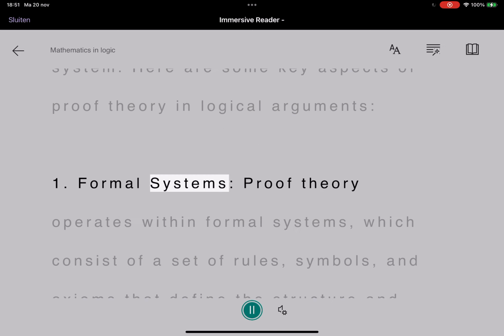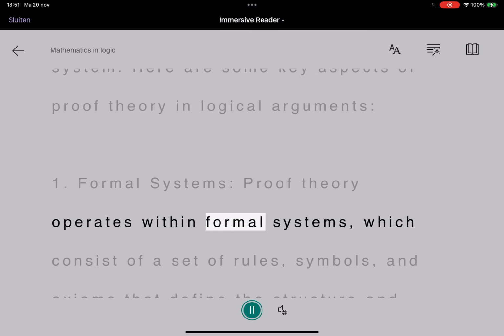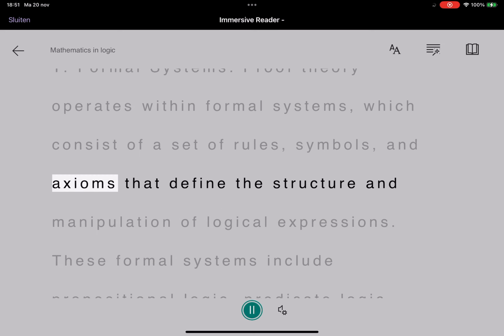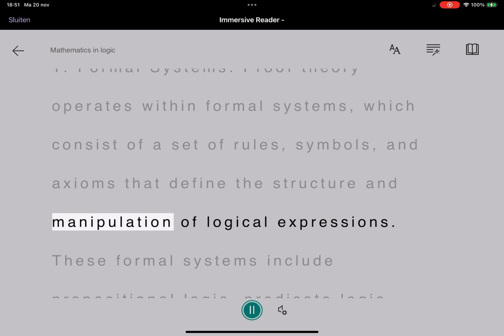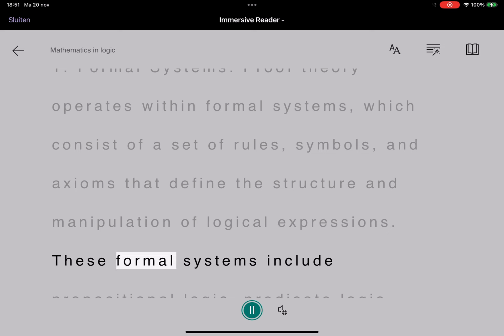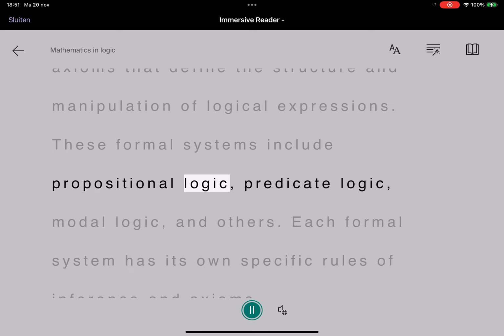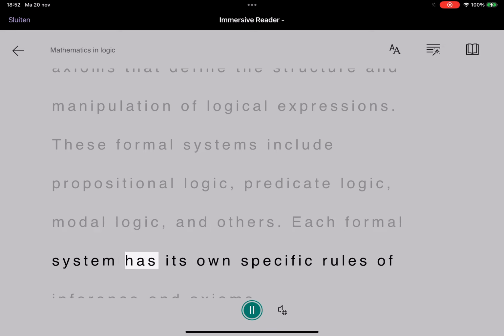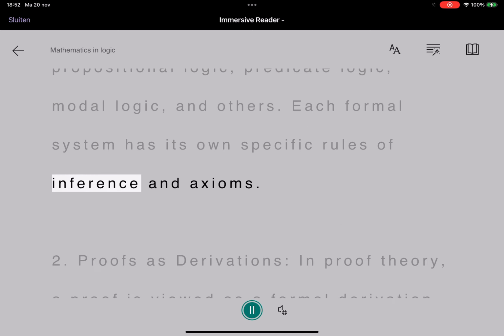1. Formal systems. Proof theory operates within formal systems, which consist of a set of rules, symbols, and axioms that define the structure and manipulation of logical expressions. These formal systems include propositional logic, predicate logic, modal logic, and others. Each formal system has its own specific rules of inference and axioms.